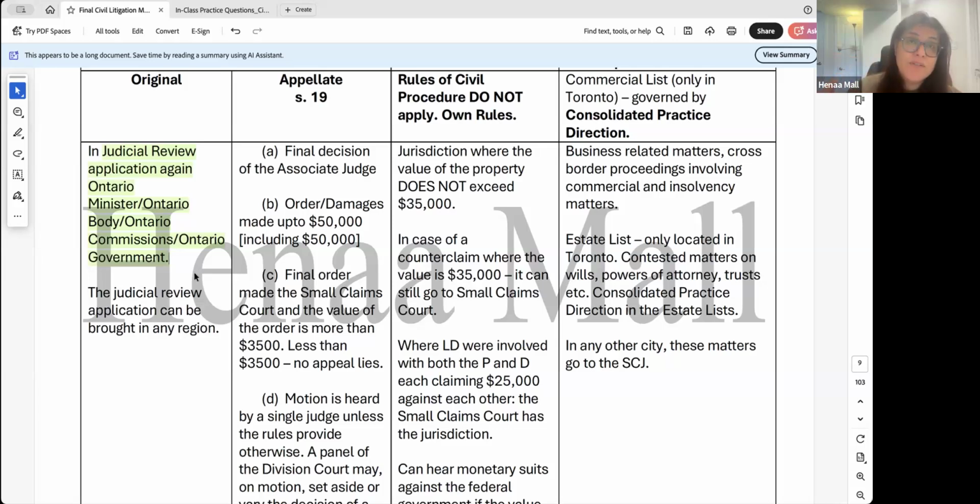You're not happy with the decision of Law Society Tribunal. Recently, somebody won. It was called Simon versus Law Society, and Simon won. So, divisional court. You're not happy with the decision of Social Benefits Tribunal. Where do you go? Divisional court.